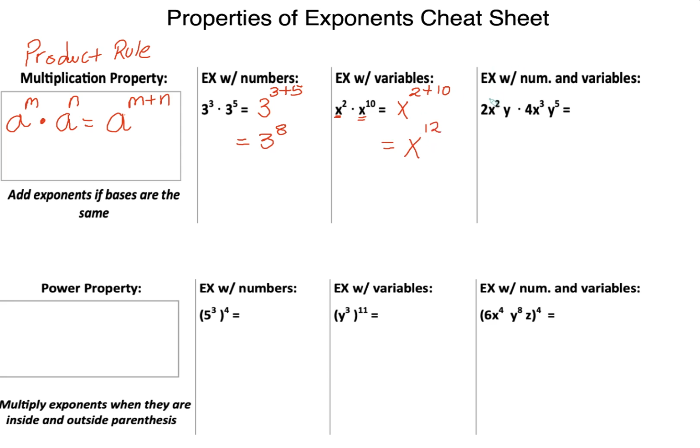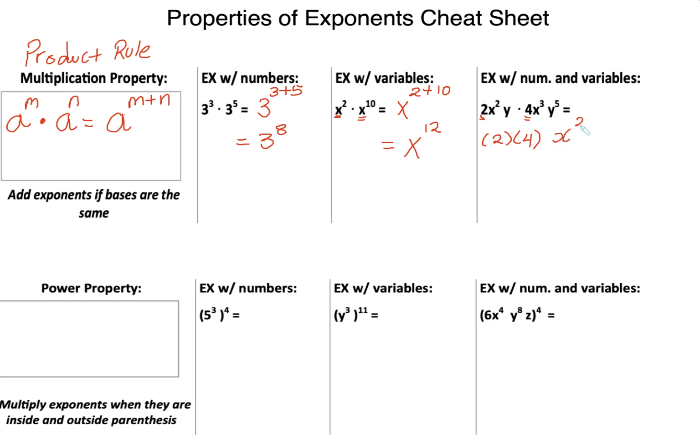Now sometimes you're given coefficients. Coefficients are the integers that are in front of your variable. So I have 2x to the second y. This 2 here is my coefficient, such as this 4. Now I'm multiplying. So basically, we're going to put like terms with like terms. So the 2 and the 4 will multiply each other because they're integers.